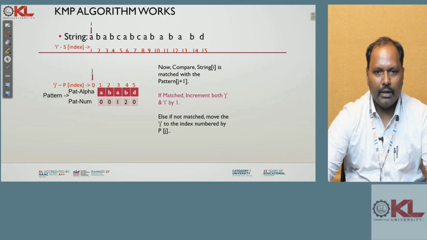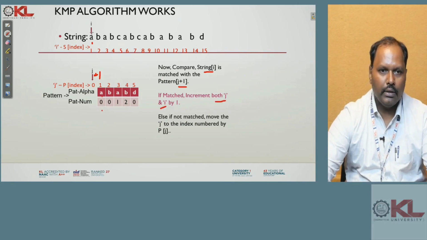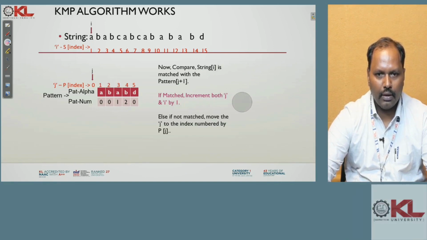Now starting the KMP algorithm, how it works. Compare the string at I with the pattern at J plus 1. I is here A, then J plus 1 is this data. So A is matching with A, exactly matched. If both I and J plus 1 are matched, increment both J and I values. Increase the value of I, increase the value of J. We can take care about what the values should be.